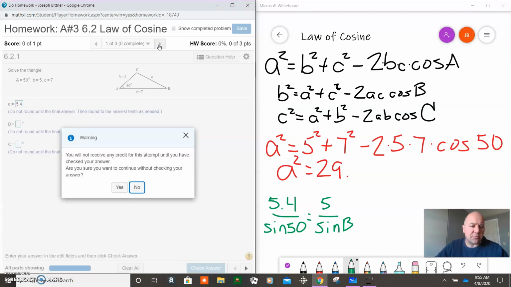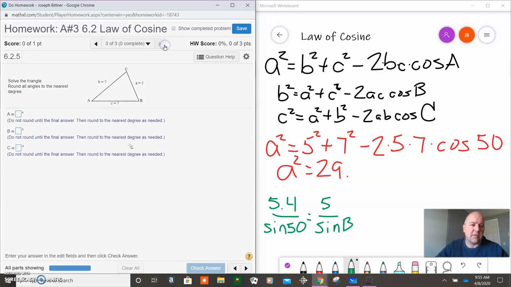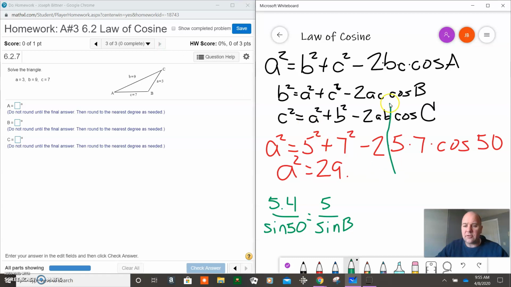Let's go to the last problem. I'm not going to finish this one up, so I'm going to skip that. Let's look at the last problem here. Oops, I didn't mean to do that. Let me scroll this up.